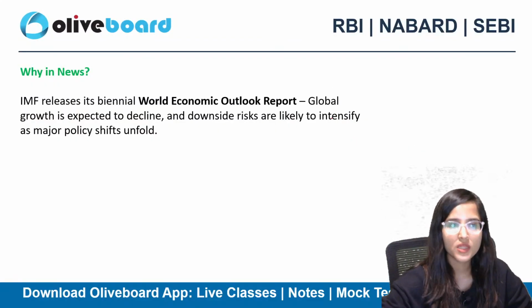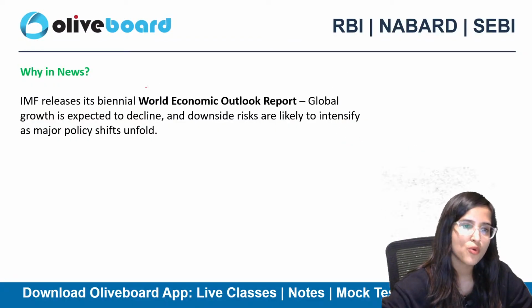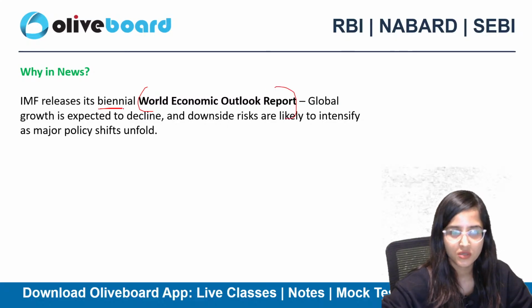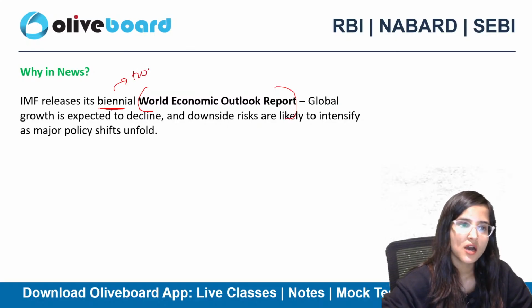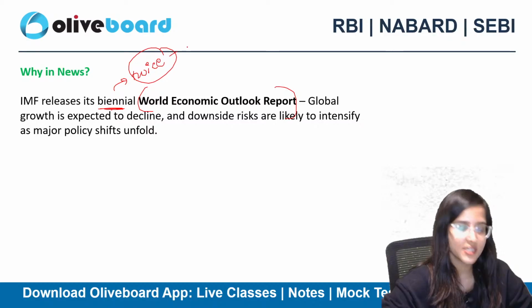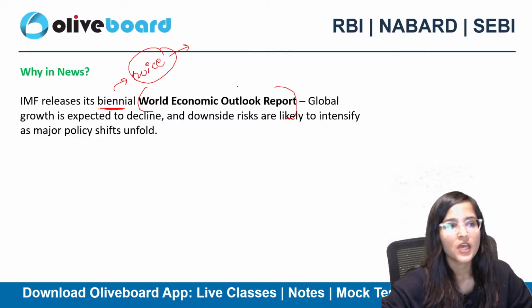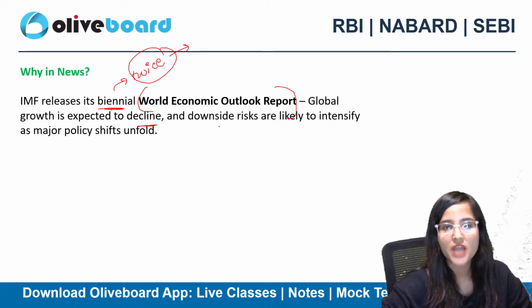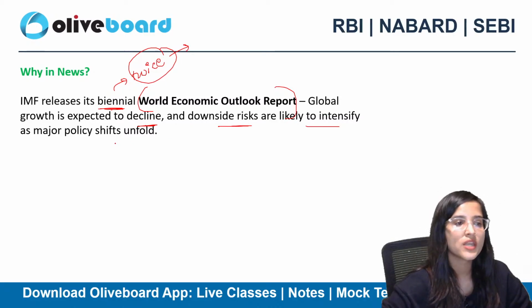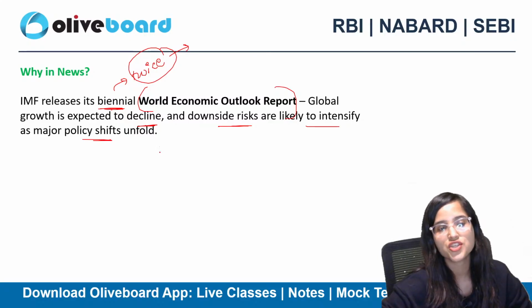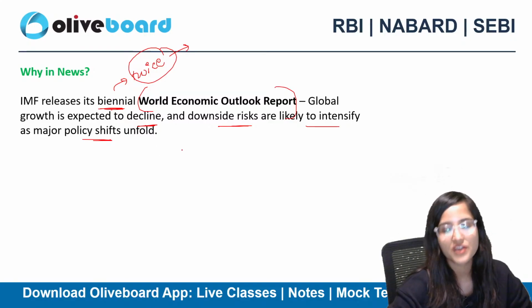Fine. So let's begin with this. So World Economic Outlook report. This is a biennial report. Biennial means twice a year it is presented. Okay. Fine. So global growth is expected to decline according to this report, and downside risks are likely to intensify as major policy shifts unfold. So this is just basically where we are starting.